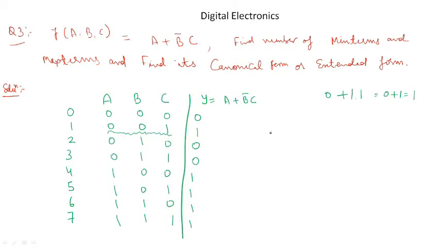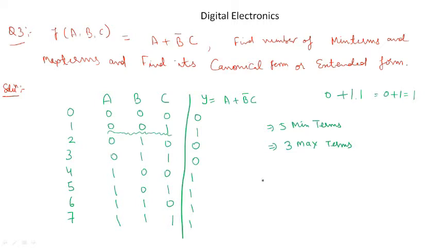So you know that the number of ones in the output of a truth table is called the min terms. So here there are 5 min terms, and there are 3 zeros in the output, so there will be 3 max terms. Now we will write the expression a plus b bar c into canonical form.